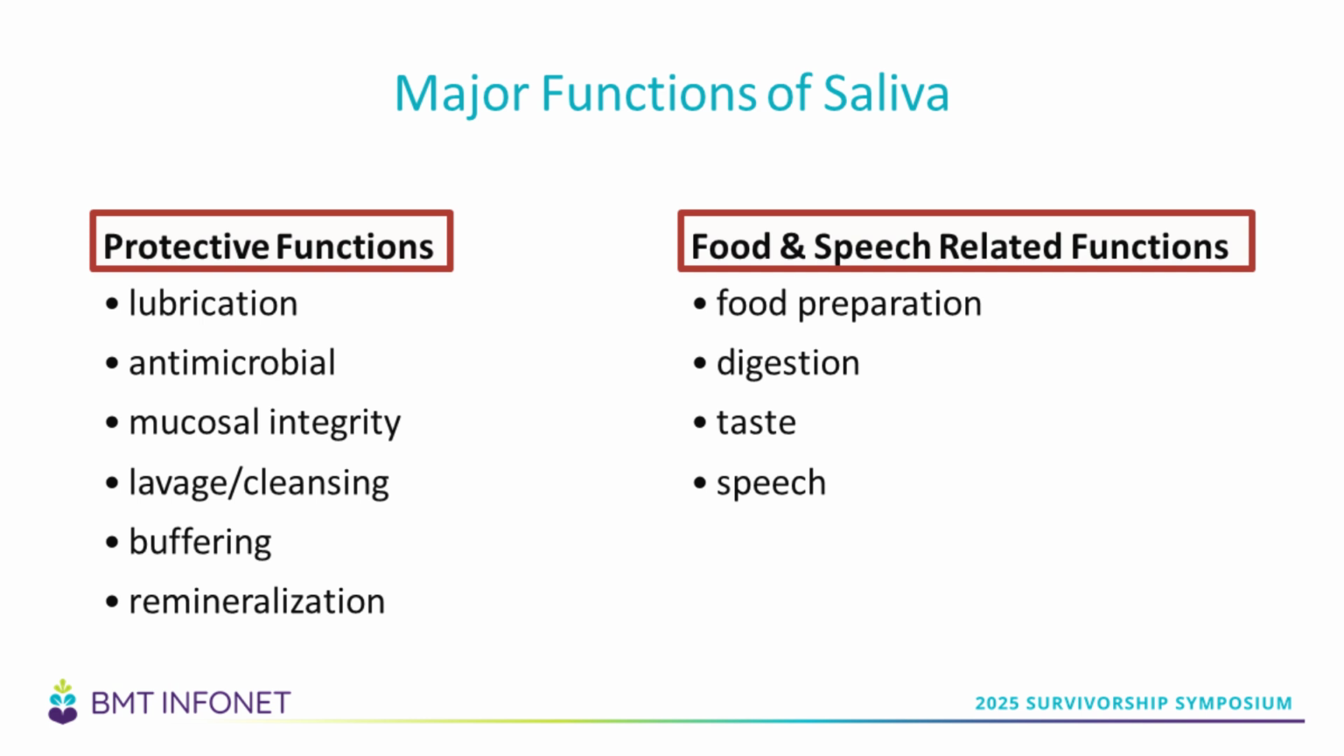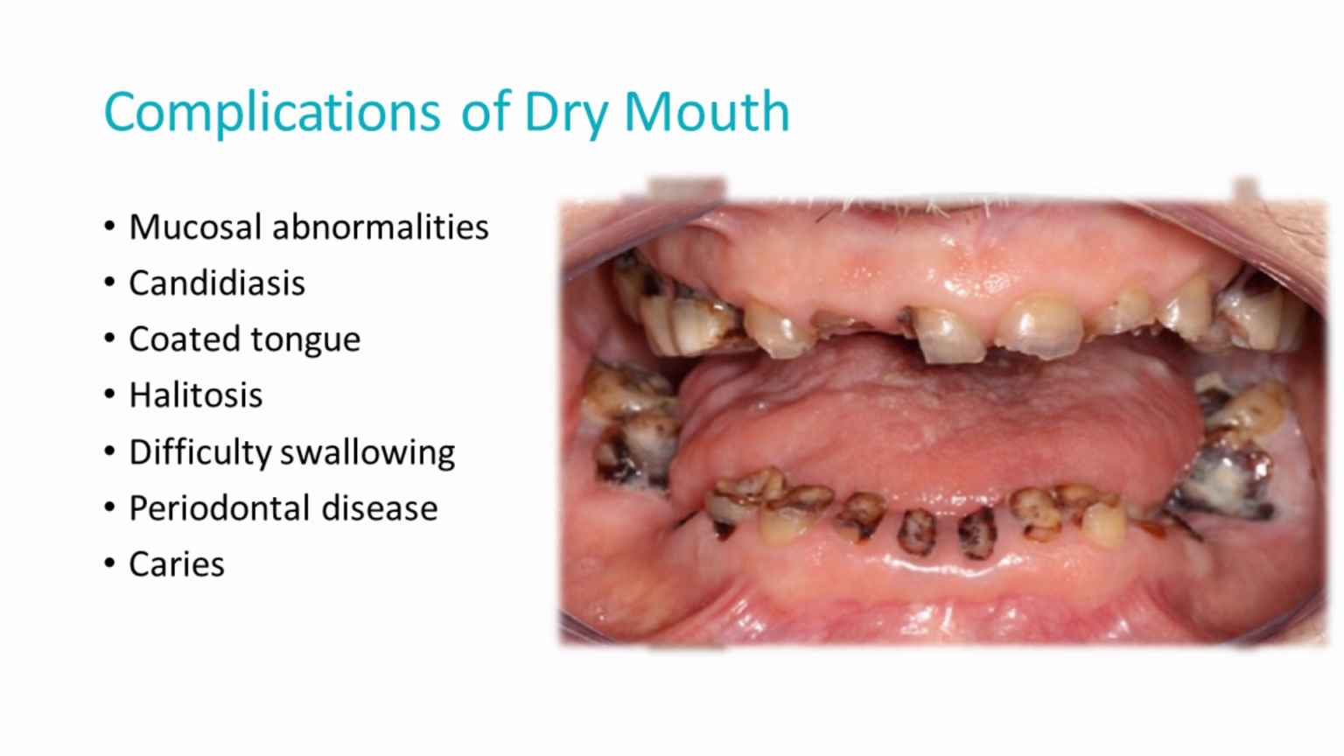As far as food and speech related functions, there are things that, simply preparing our food as we chew it. I mean, as one is chewing food, that's the food preparation. It helps to start digestion. It actually helps us taste better. When your mouth is really dry, your taste is not as keen. And then it helps us speak, because when you do not have enough saliva to lubricate the parts of your mouth, everything kind of sticks together. What are the complications of dry mouth?